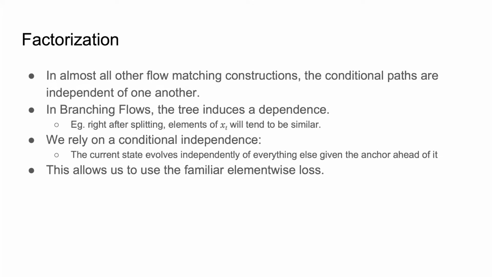The other little twist is that in a lot of flow matching constructions, the conditional paths are all independent of each other. But the thing that's different here is that when you split an element, the states that you get at a split event will be really closely related. So if you think about your paths overall, the tree has now induced a dependence. In the theory, we use a conditional independence assumption where the current state is evolving independently of everything else given the anchor, and that allows us to use the more familiar element-wise loss. So we don't use the same kind of factorization arguments that they set up in GM. We have a slightly less restrictive thing that still gives us a nice loss that we can handle element-wise.